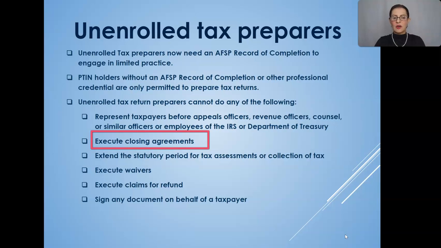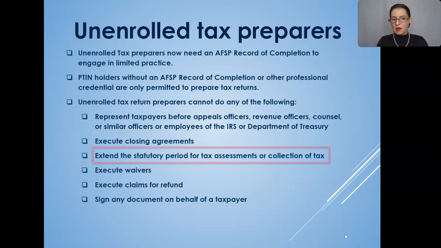Let's say you have a client who has gone under audit and you're representing them before the IRS and you're an enrolled practitioner, you're a CPA or an EA. You could close the audit without the taxpayer being there. So you could execute and sign a closing agreement, assuming that you have the taxpayer's explicit permission to do that on the 2848 in order to represent them, right? You can represent the taxpayer before the IRS if you're an enrolled practitioner, but unenrolled tax preparers cannot do that. So they cannot sign any document on behalf of the taxpayer and they cannot execute closing agreements. It takes an enrolled practitioner in order to do that.